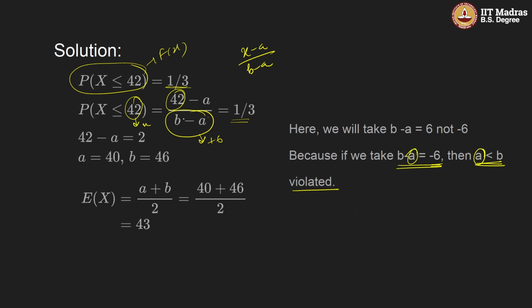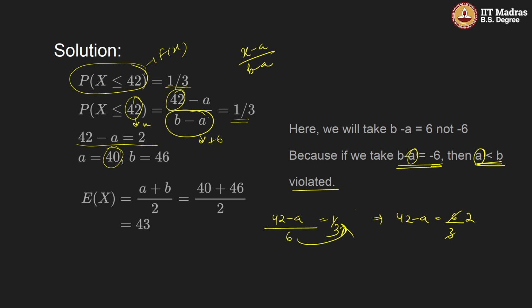So if we are taking b minus a as plus 6, then 42 minus a upon 6 equals 1 by 3. Let's multiply here. So this will be 42 minus a equals 6 by 3, which is equal to 2. So 42 minus a is 2, right? So that means a will be taking the value 40.